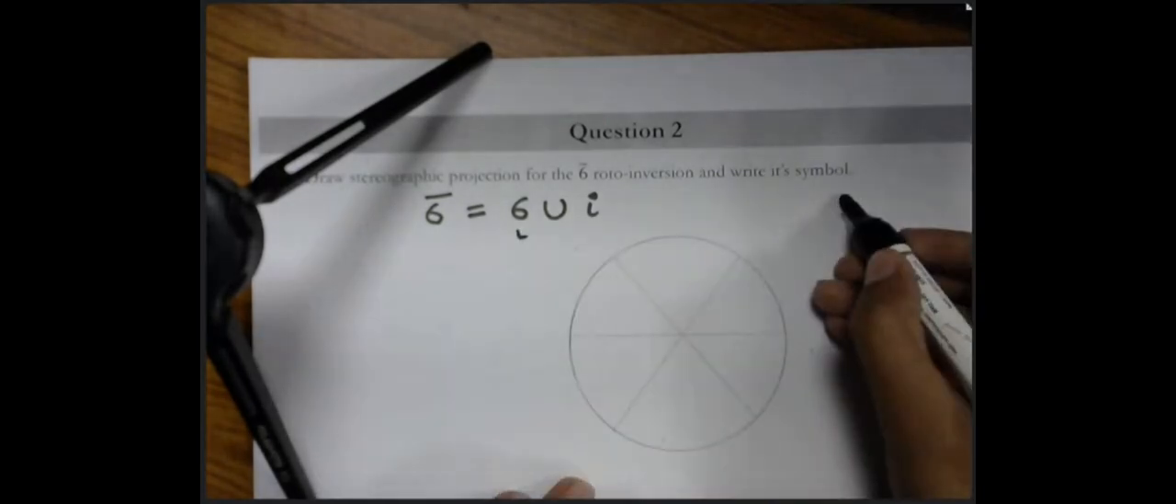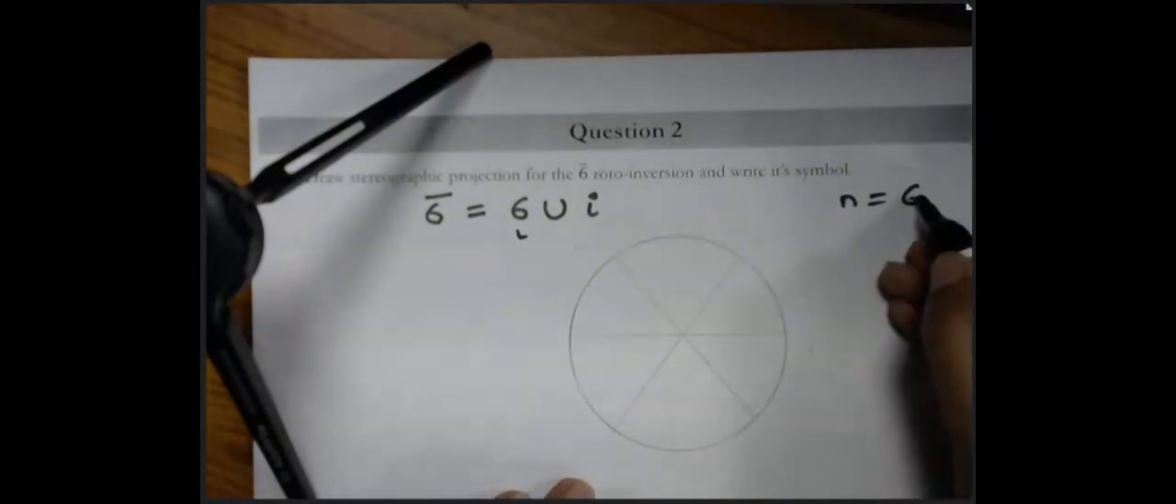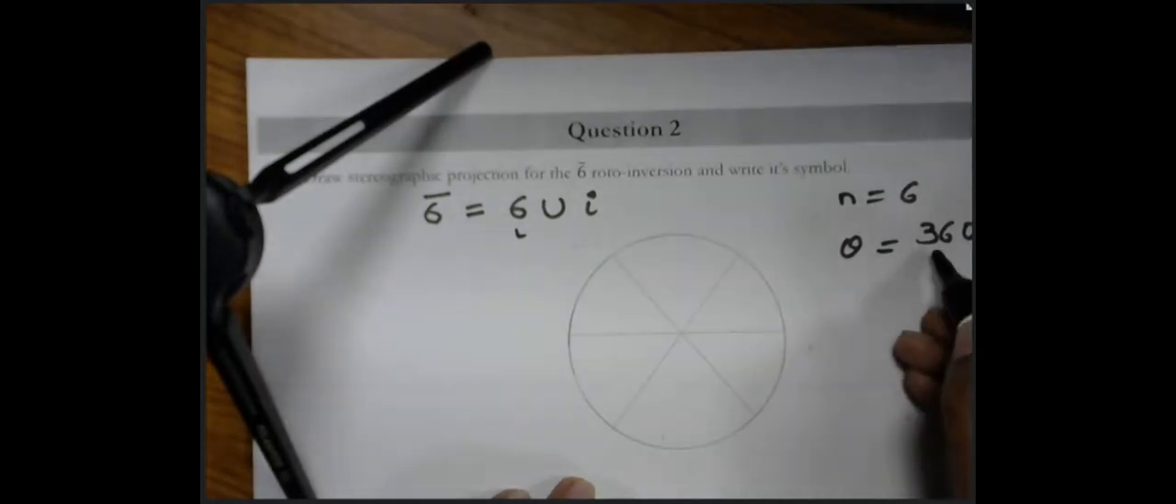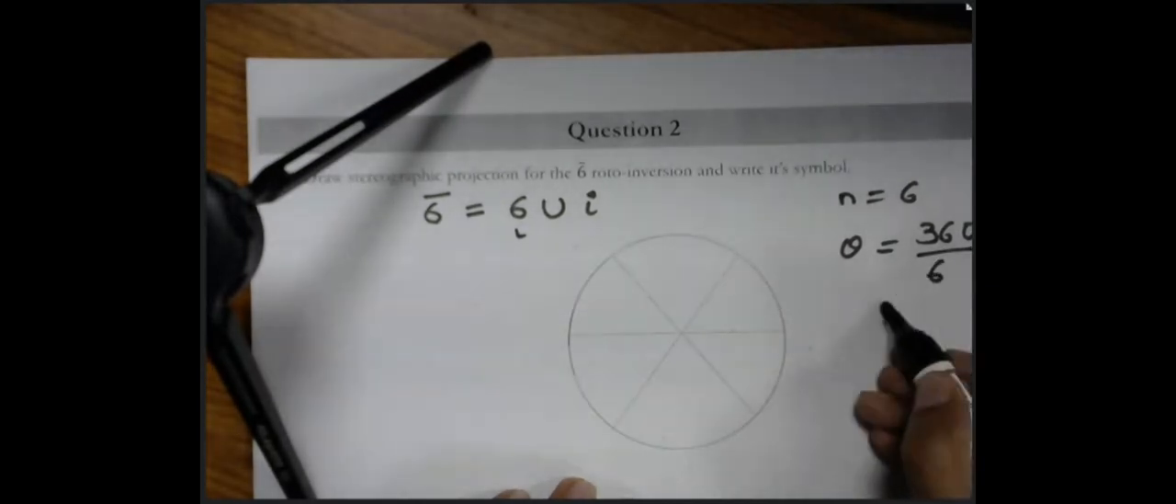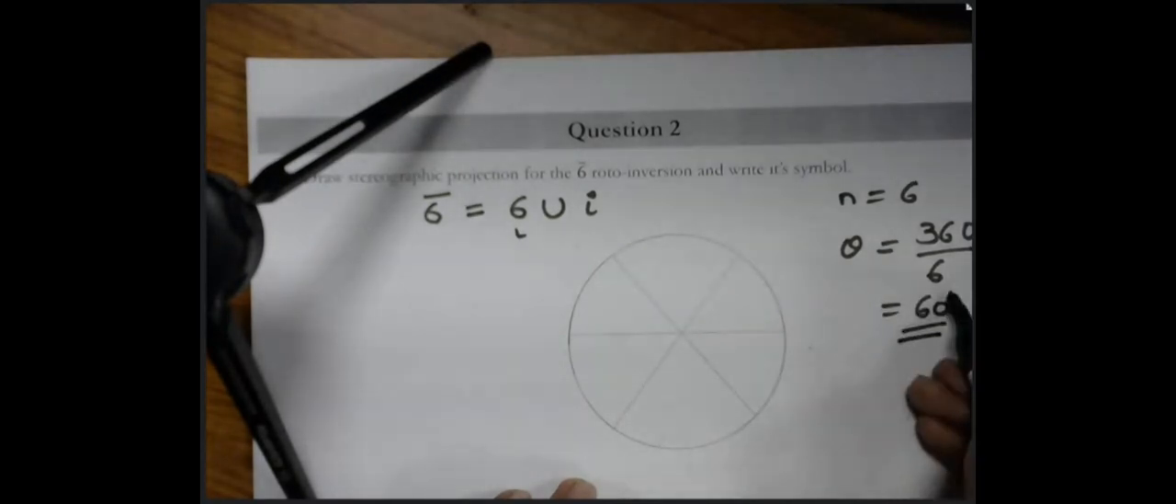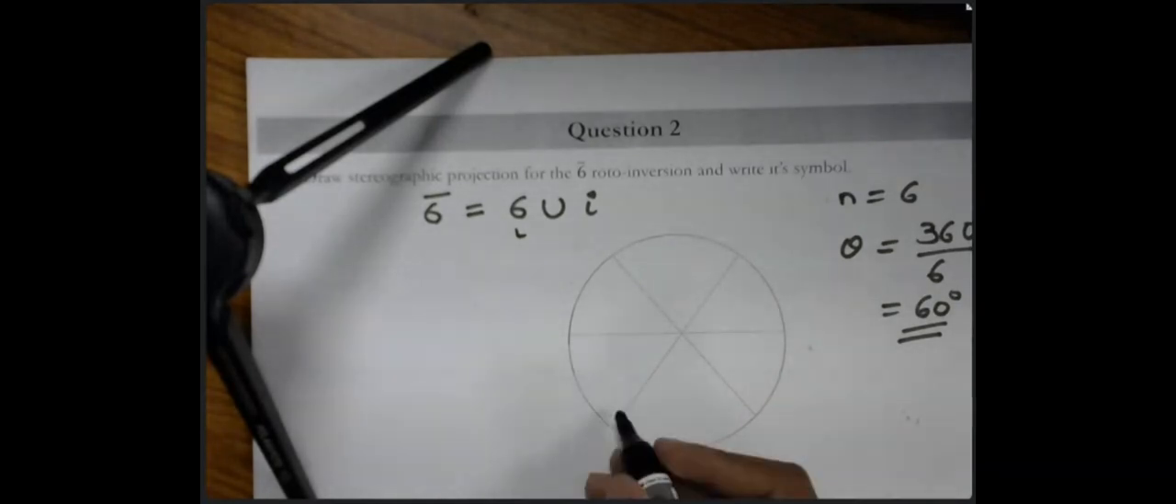So sixfold we are talking about. Sixfold means that n is equal to 6, and we know by what angle we are going to rotate. It will be 360 divided by n, which is 6 over here, which is nothing but 60. So by 60 degrees we are going to rotate. Let's start with a particular point. Let us say this is our initial point from where we are going to start.